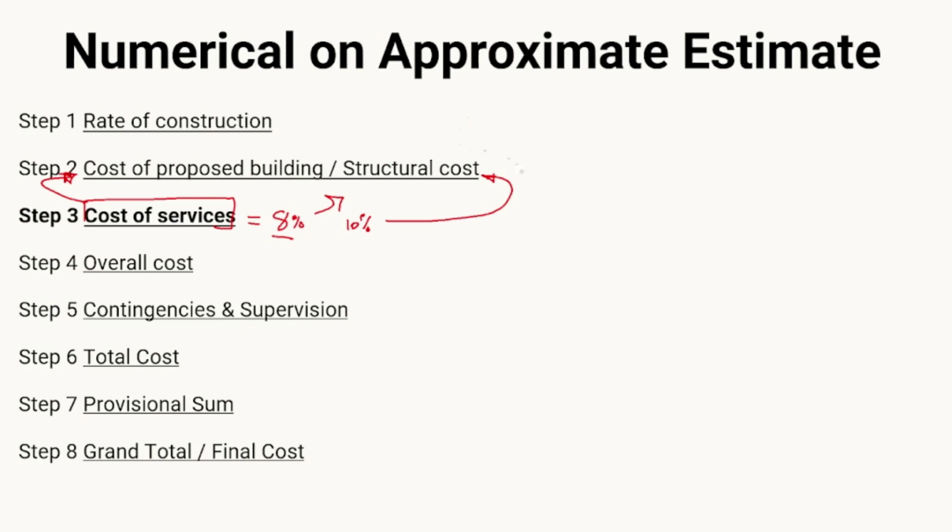Suppose the proposed building cost is 12 lakh rupees. Suppose the cost is 12 lakh rupees. So in case the services have 8%, for the electrification the cost of the electrification is 8%. So we are going to take 8% of this 12 lakh rupees to get the cost of the services as the electrification. So this is how we are going to calculate the cost of the services in step 3.